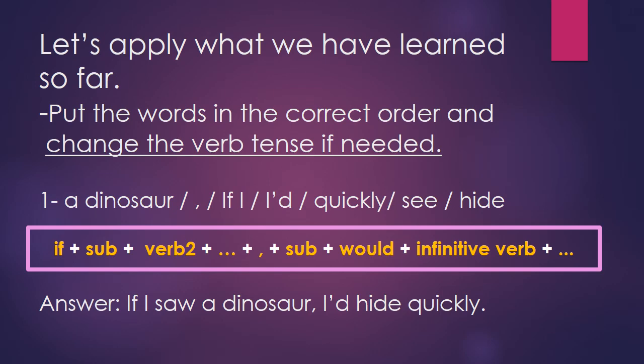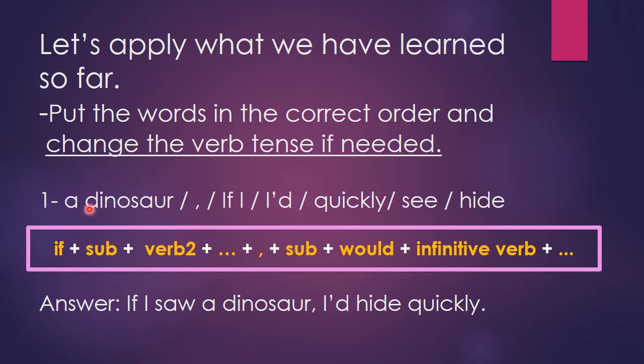Alright, so let's apply what we have learned so far. We know now when we use the second conditional, why we use it, and how to use it based on the form. So let's apply all of this here. Put the words in the correct order and change the verb tense if needed. We have here words in a random order, and the verbs, we need to change them to make them more suitable for the sentence.